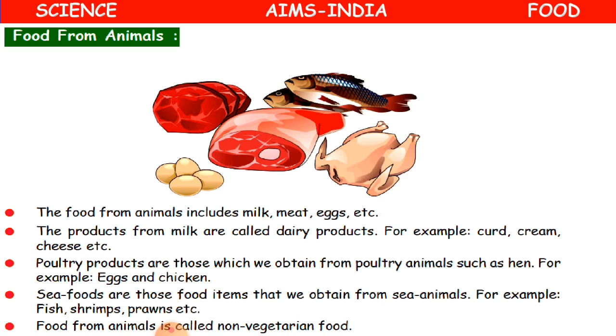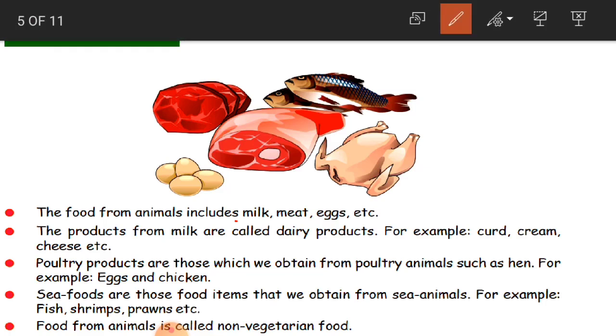As we also depend for food on animals, what are we going to eat from the animals? Let us see. The food from animals includes milk, then meat, eggs, etc. We drink cow milk, we drink buffalo milk, goat milk. So all this again is from the animal only. We also eat meat. We also consume eggs. Okay, children. So this is the food that we eat.